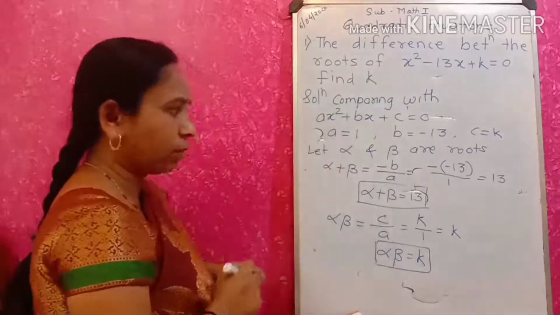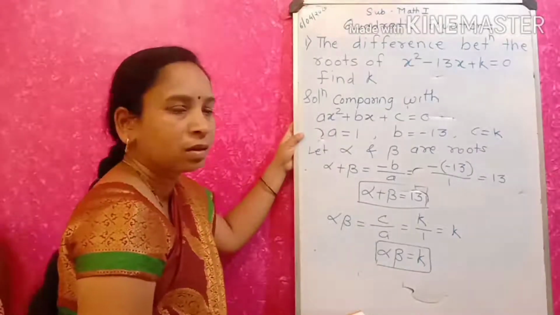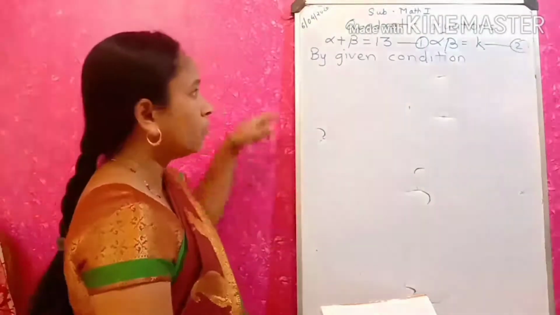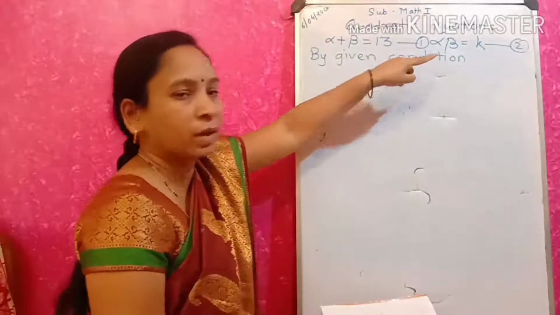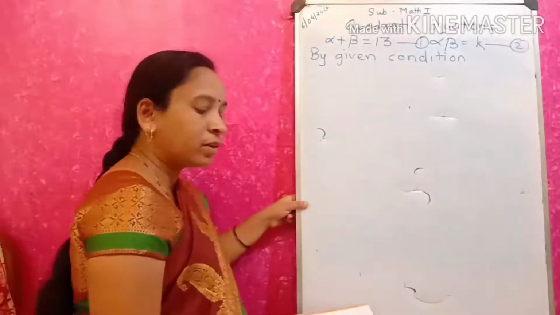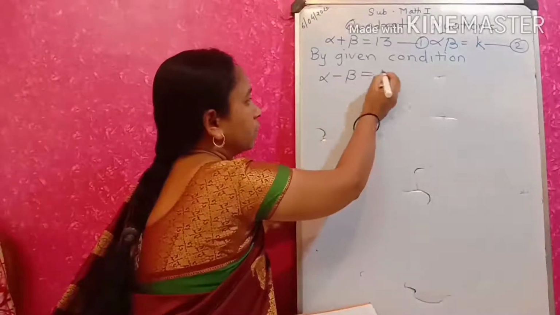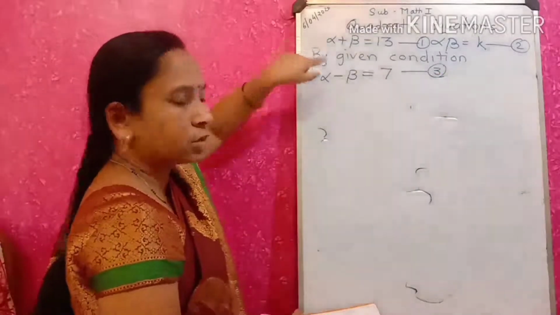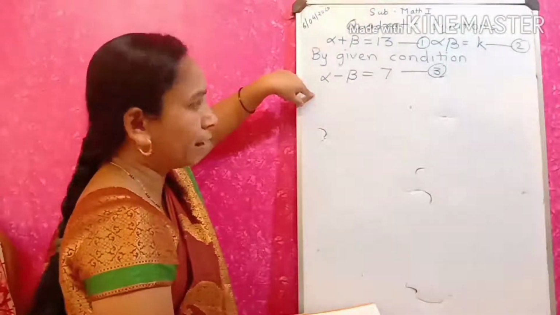This is a common process for every example which depends on the relations between the roots and the coefficients. Now we'll see the next step. We have alpha plus beta is equal to 13, first equation; alpha into beta is equal to k, second equation. By the given condition in the example, the difference between the roots is 7. That means alpha minus beta is equal to 7. This I will consider as the third equation. The first and third equations look like simultaneous equations. We can solve them by any method.